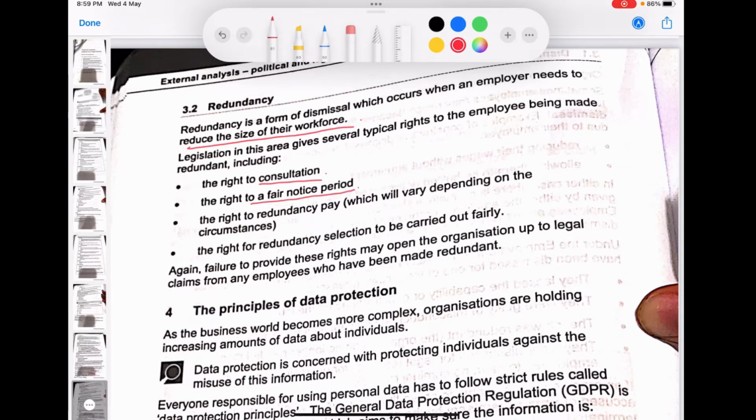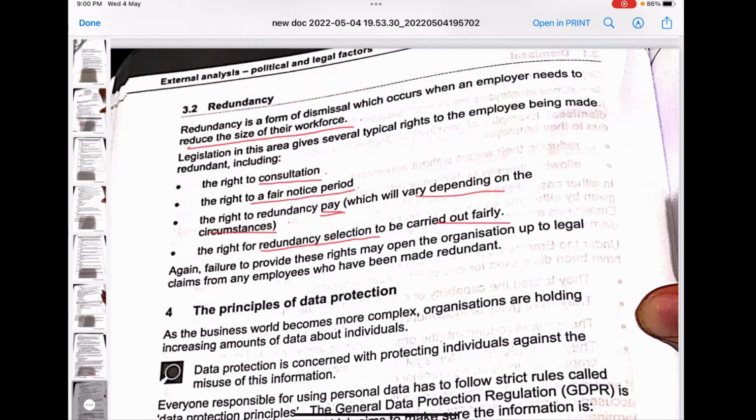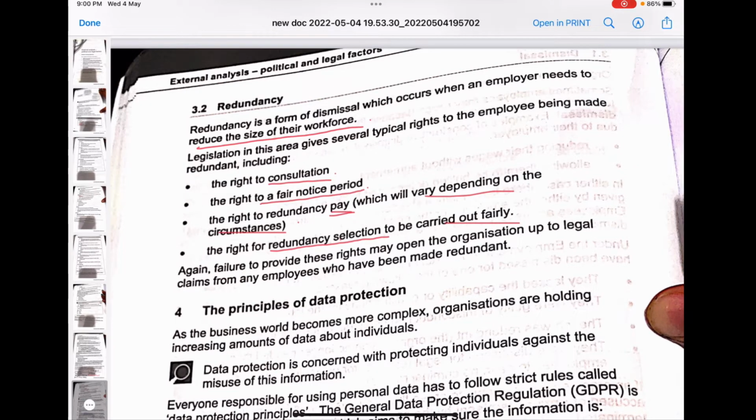The right to redundancy pay, which will vary depending upon the circumstances that you need to pay them. Right of redundancy selection to be carried out fairly. So, selecting the employees who will be dismissed should be on a fair basis. So, what are the four? Right to consulting, you need to consult them.